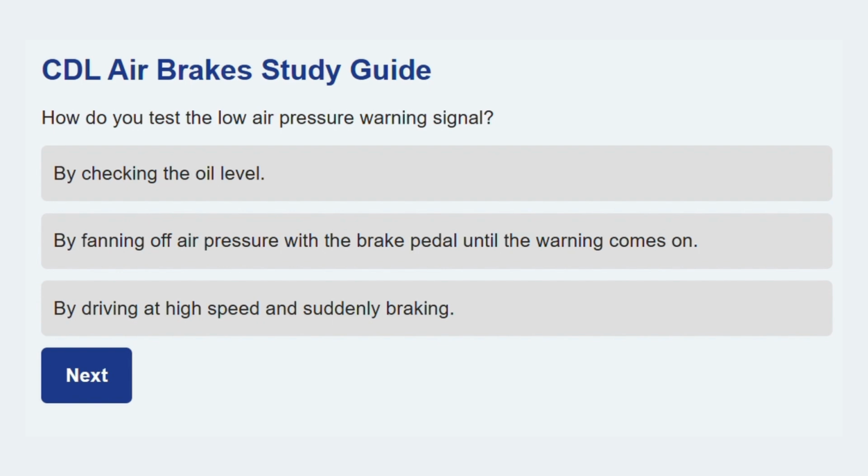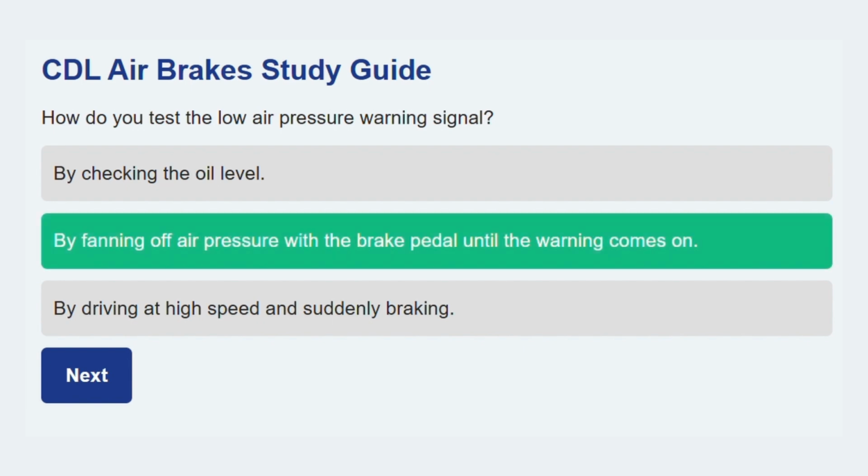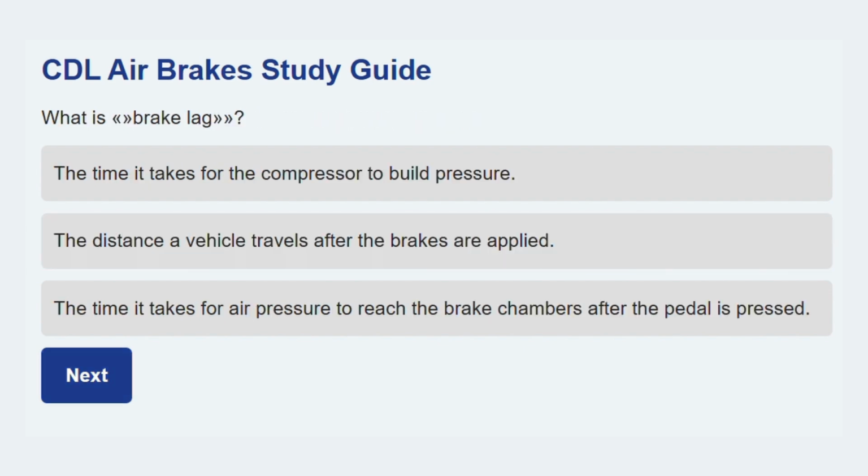Moving forward. How do you test the low air pressure warning signal? By fanning off air pressure with the brake pedal until the warning comes on. This confirms that the warning system is functioning correctly and will alert you in an emergency.